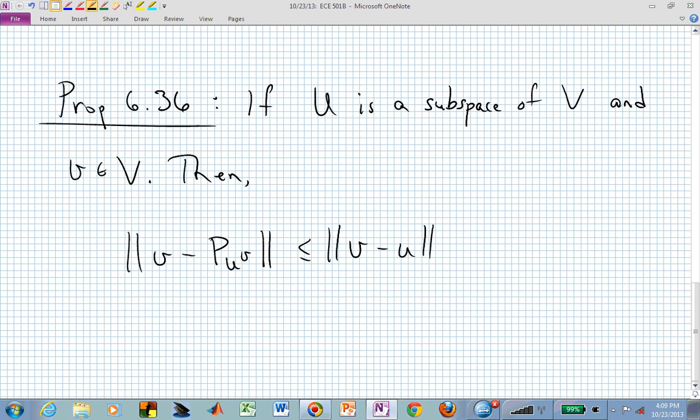And this is now what is true: the orthogonal projection of V onto U does minimize the distance between V and the subspace U. That's really what this is saying. So this is true for all vectors U in the subspace capital U.